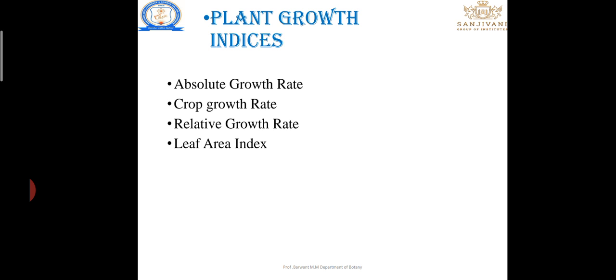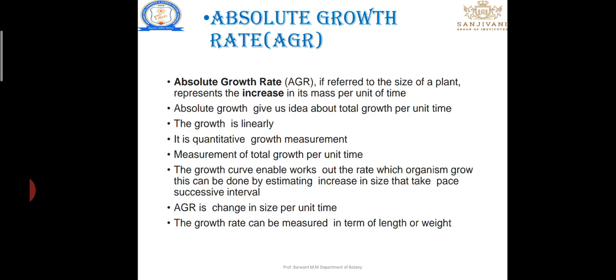Absolute growth rate, crop growth rate, relative growth rate, and the leaf area index. Let's see the first point, absolute growth rate. It is generally used as a short form, AGR. It refers to the increase in the size of a plant, represented in its mass per unit time. That is the AGR. AGR gives the idea of total growth per unit time.